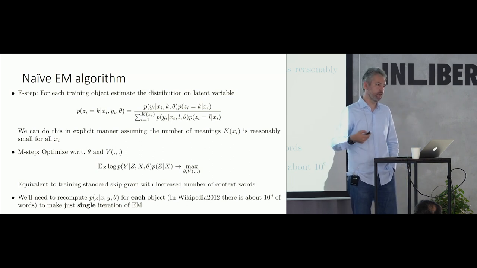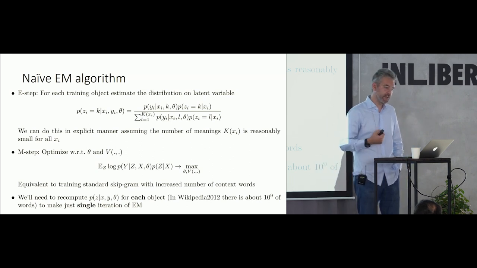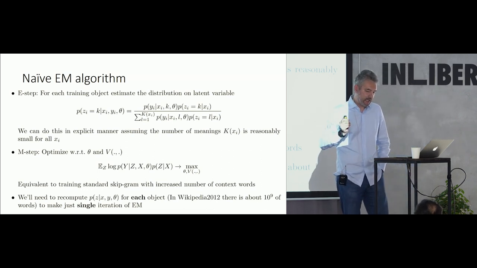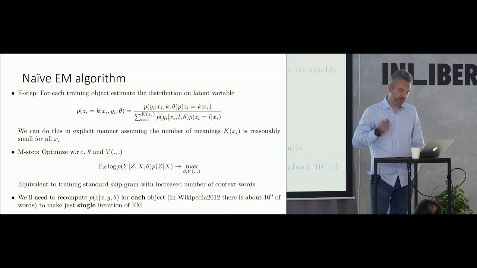So if the word-to-vec model required 20 minutes to pass through the whole Wikipedia, the model with the scalable EM algorithm requires about 1 hour, maybe an hour and a half, to pass through the whole English Wikipedia. So this is still very practical.